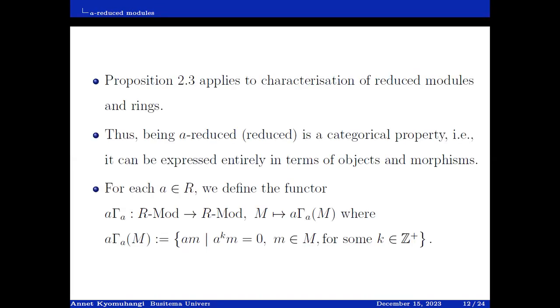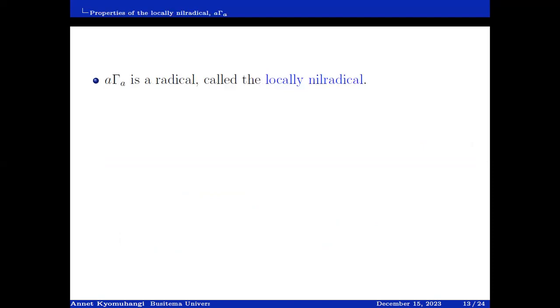Remember, initially, we said that gamma A, the A torsion functor, is not a radical in general. It becomes a radical when we are describing it over a Noetherian ring. Surprisingly, when you left multiply this I torsion functor by an element of the ring, then we find that you obtain a radical without any condition of Noetherianness. So this A gamma A is what we call the locally nilradical.